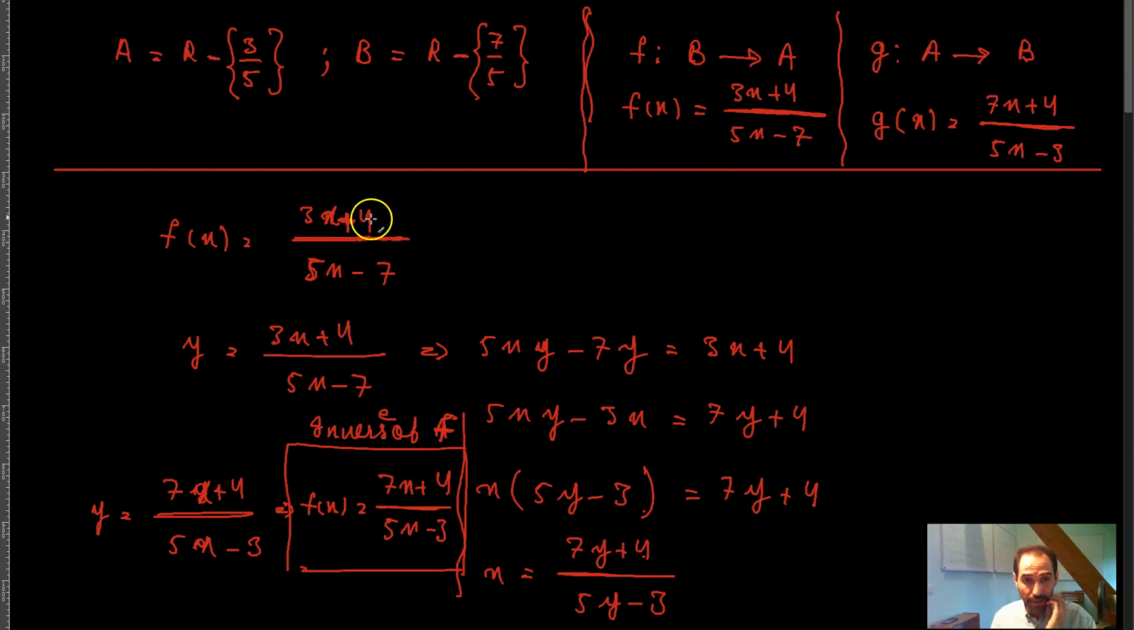So we started with f over here and we got the inverse of f. Here it's called g of x, but it doesn't really make any difference. You can see that g of x equals 7x plus 4 over 5x minus 3, which means that g of x is actually the inverse of f of x. Okay, so that's one thing that you can notice here.